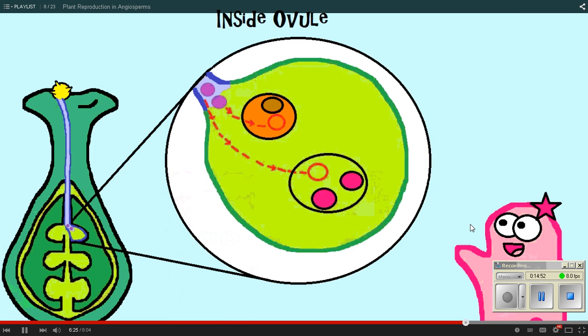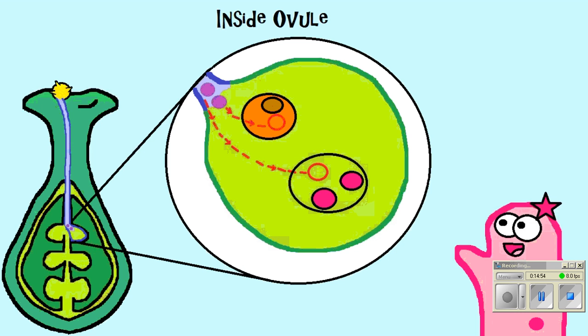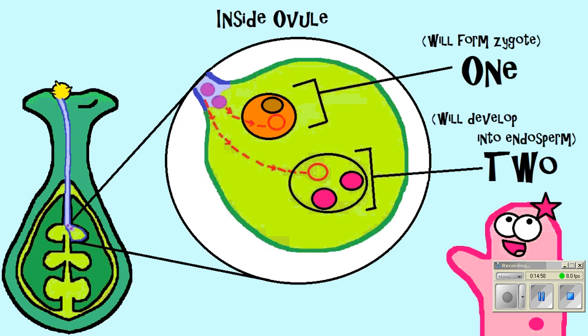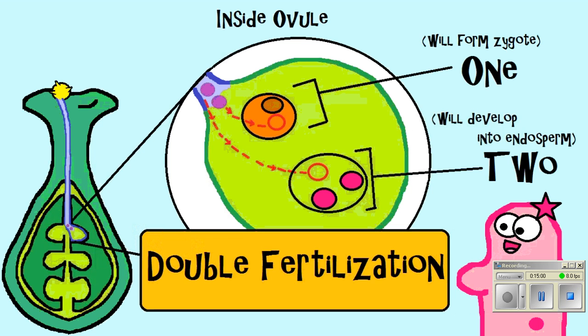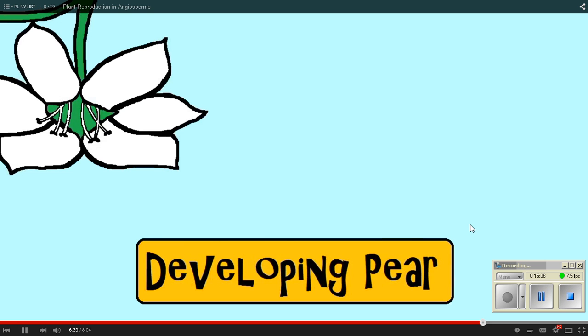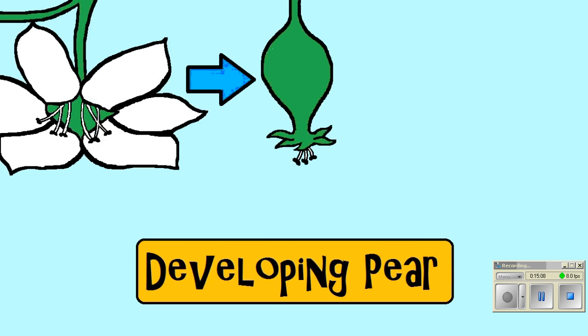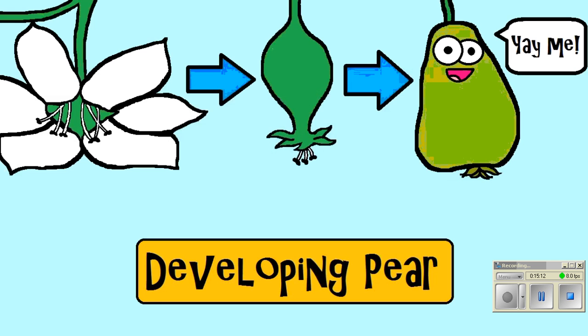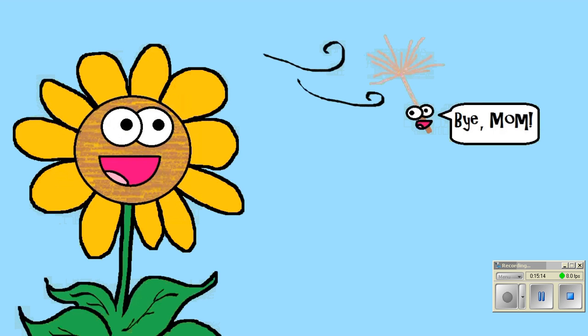Because the fertilization process involves sperm cells joining two different things, the egg and then the polar nuclei, we call this double fertilization. Double fertilization is an important event in angiosperms. Angiosperms also have an added benefit that the surrounding ovary will ripen and develop into a fruit. Remember, not necessarily an edible fruit.